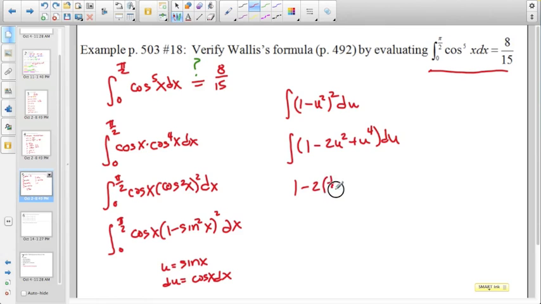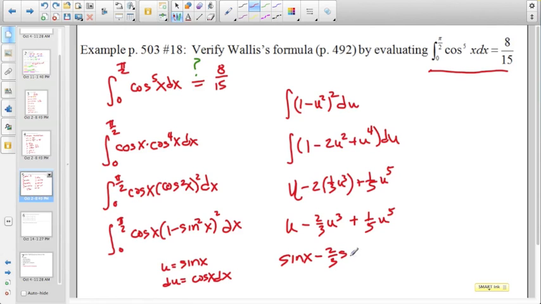So this would be 1/3 u cubed. This would be 1u, or just u. This would be 1/5 u to the 5th. So we end up with u minus 2/3 u cubed plus 1/5 u to the 5th. And when we substitute sine of x back in, we have sine of x minus 2/3 sine cubed of x plus 1/5 sine to the 5th of x. And now we have to evaluate that from 0 to pi over 2.